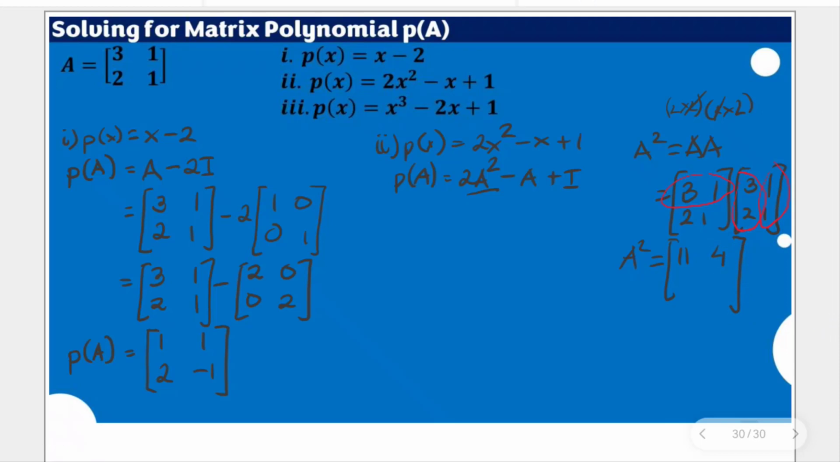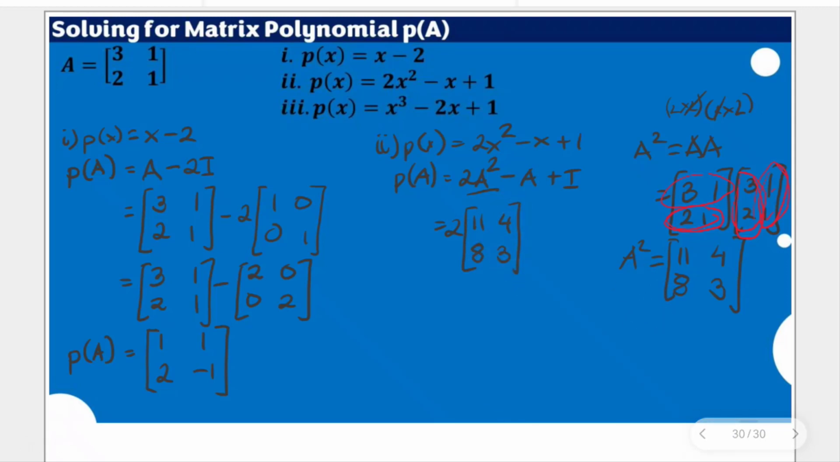Then we will have the next row to the first column. 2 times 3 is 6. 1 times 2 is 2. So 6 plus 2 is 8. And finally, the same row to the last column. Since they are both 1, you simply have 2 plus 1, so that's 3. So this is now the matrix you're going to multiply here. So 2 times A squared, which is 11, 4, 8, and 3.